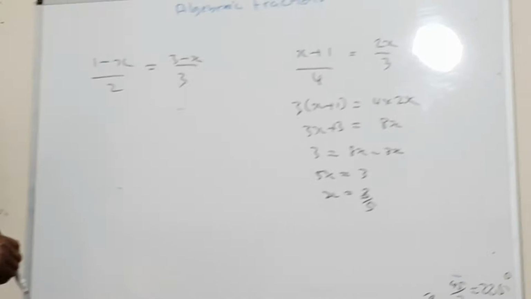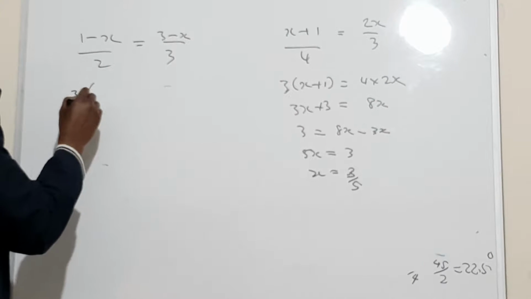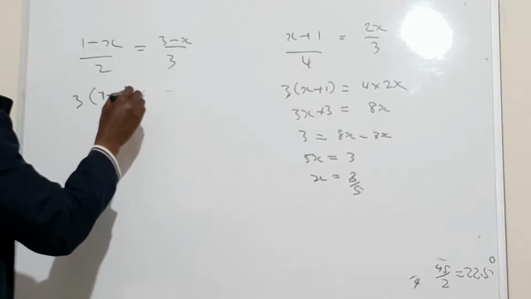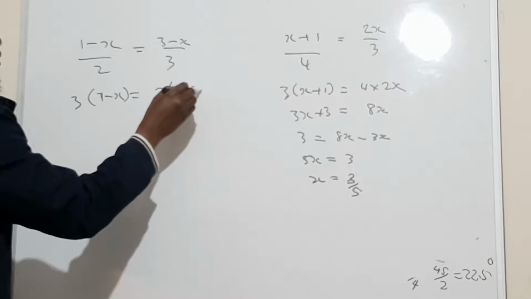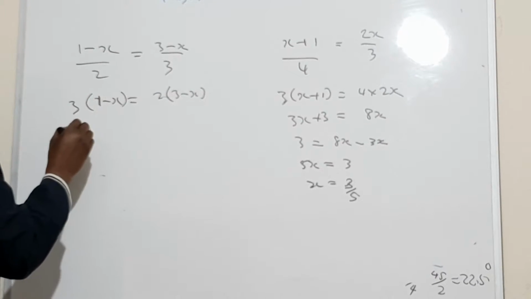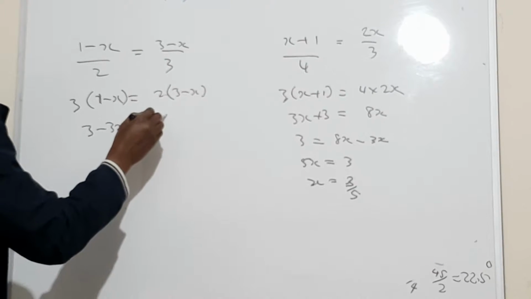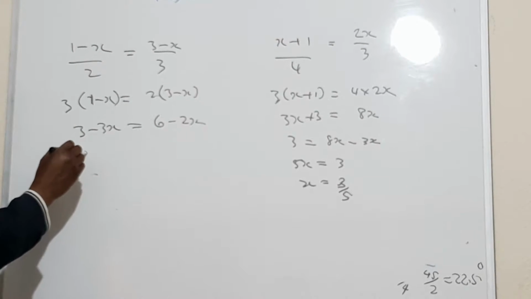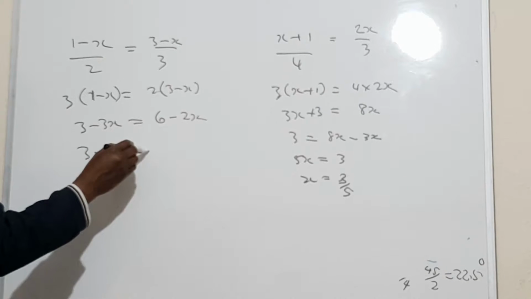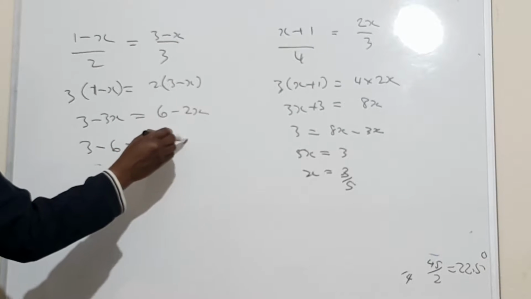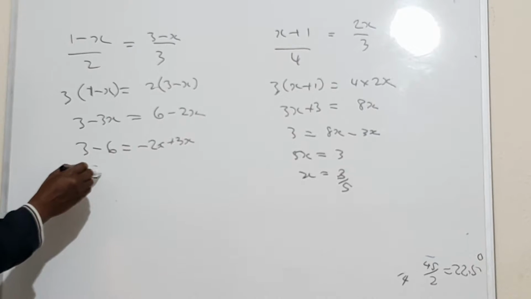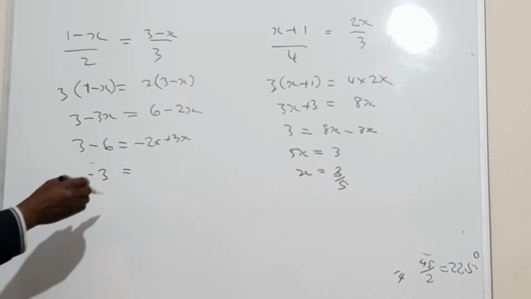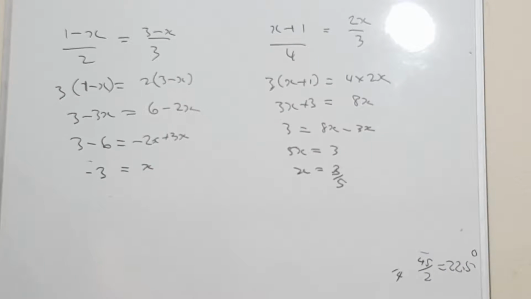Now this thing, we are doing the same thing. We are cross multiplying, so it will be 3 into 1 minus x is equal to 2 into 3 minus x. So this times this is 3 minus 3x is equal to 6 minus 2x. So what do we do? Which one do you move? 3 minus 6 is equal to minus 2x plus 3x. Minus 3 is equal to x. So x is equal to minus 3.